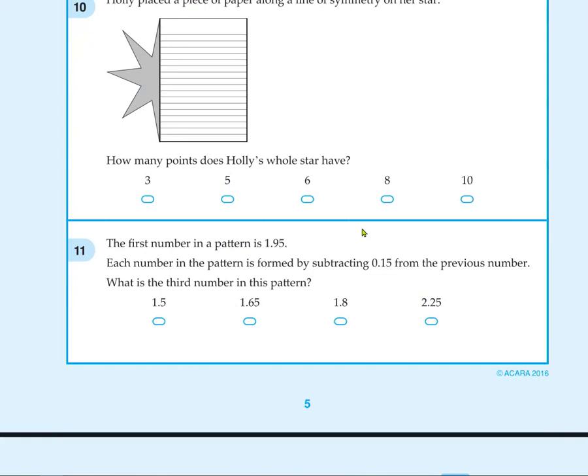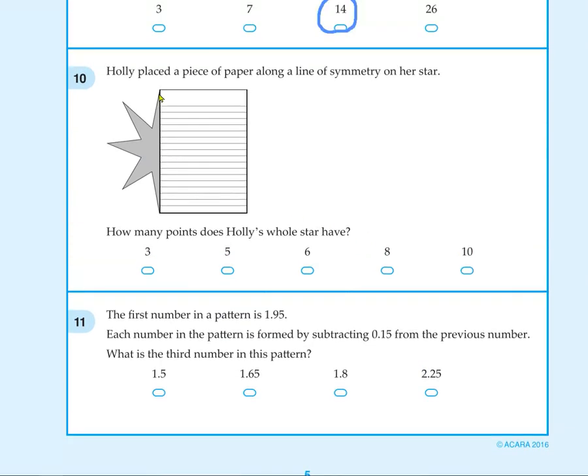Okay, how many points does the star have? It's got a point there. 1, 2, 3, 4, 5, 6, 7, 8.